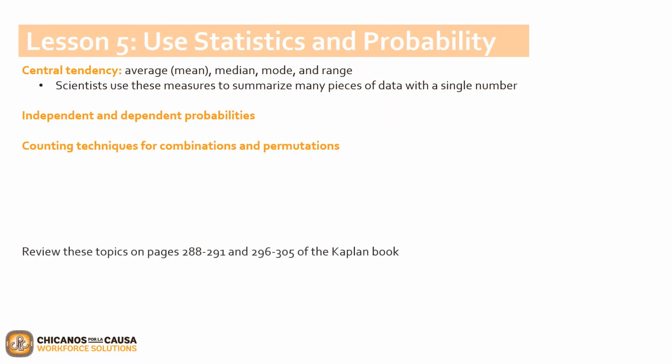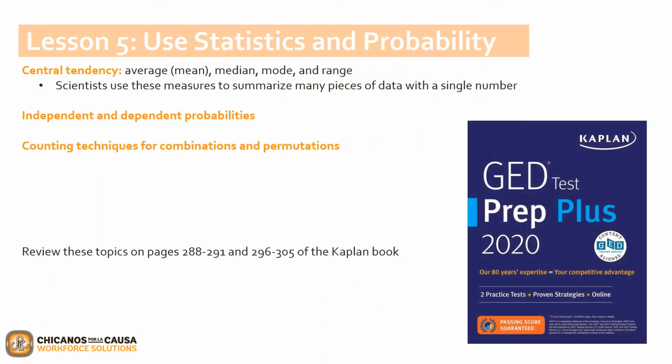all of which you can review on pages 288 to 291, in addition to pages 296 through 305 of your Kaplan GED book. Before proceeding, it is recommended that you review these techniques and topics. You can find an overview of such examples of these calculations through these pages. Now, let's go ahead and take a peek at a graph to practice central tendency.